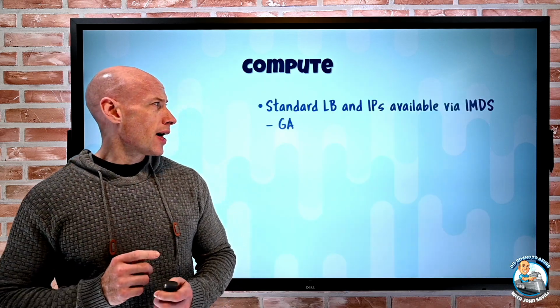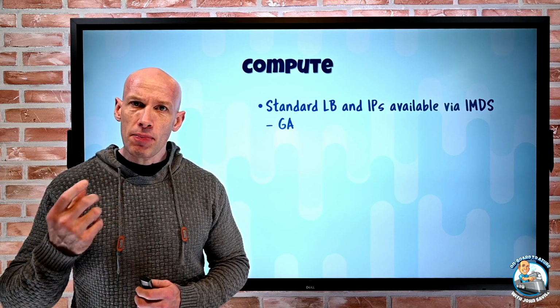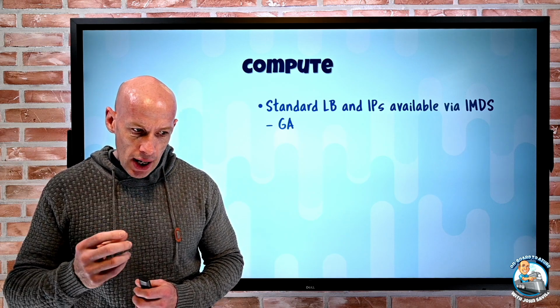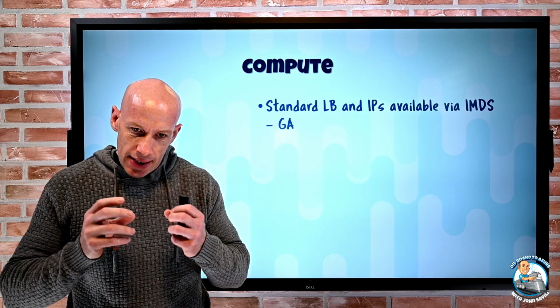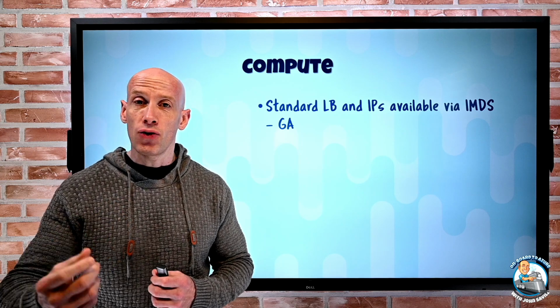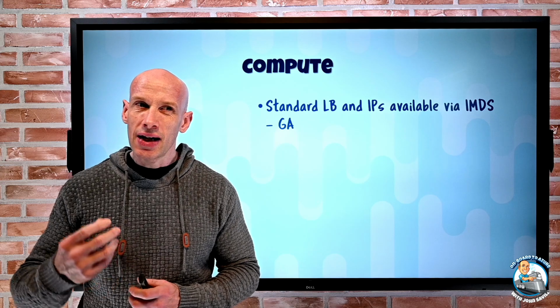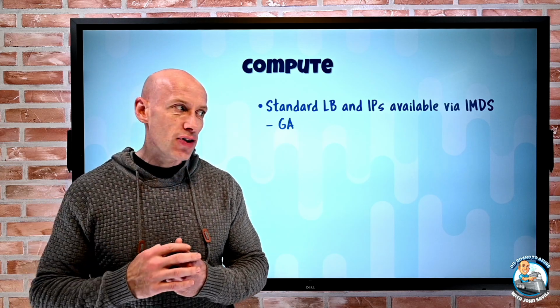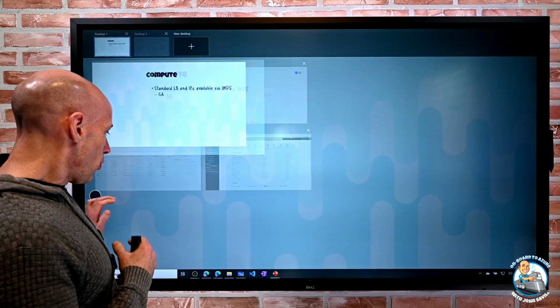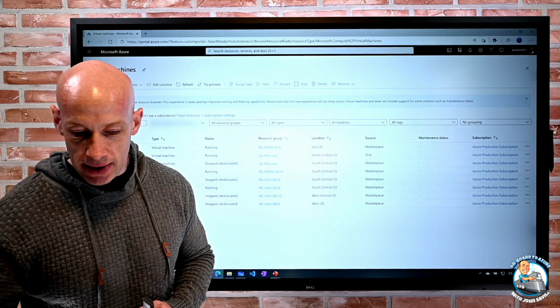So on the compute side, the standard load balancer and standard IPs are now available through the instance metadata service. This is that 169.254.169.254 endpoint you can go into within a virtual machine and find out information. If you've never seen it, it's actually pretty cool. And there's a number of different things you can do with this.